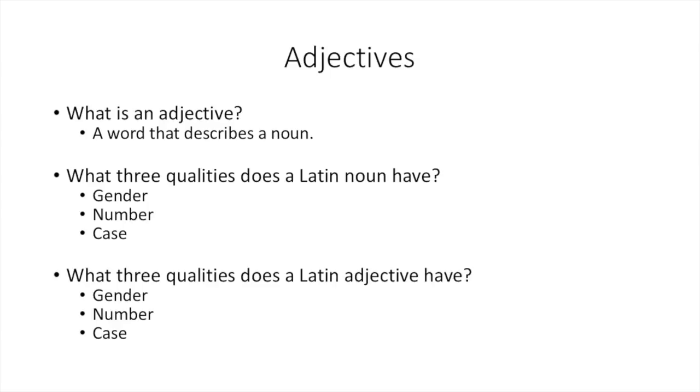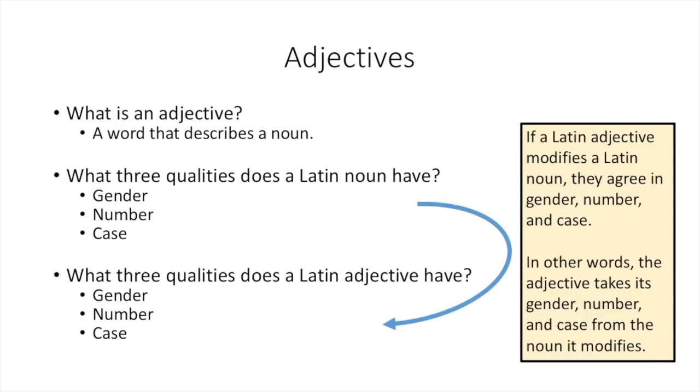A Latin adjective has these same three qualities, the gender, number, and case. A Latin adjective gets its gender, number, and case from the noun it modifies. They must agree in these three qualities. They need to have the same gender, number, and case. They do not need to have the same ending.